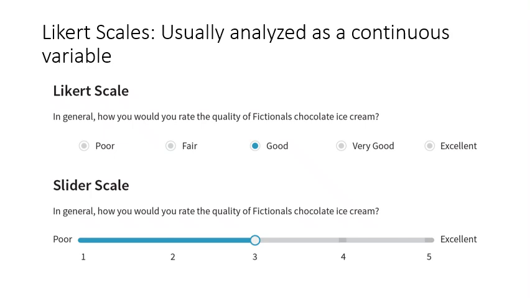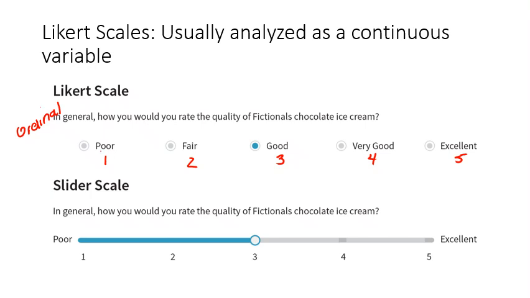Likert scales are a type of ordinal variable, and you can see here that this question is, how would you rate the quality of this particular chocolate ice cream? Poor, fair, good, very good, or excellent. You can see the answers are words, so you know it's a qualitative variable, but we would usually assign numbers to these values. Maybe this would be 1, 2, 3, 4, 5. But this does mean that it's ordinal. The answers are in words, but we're assigning numbers.